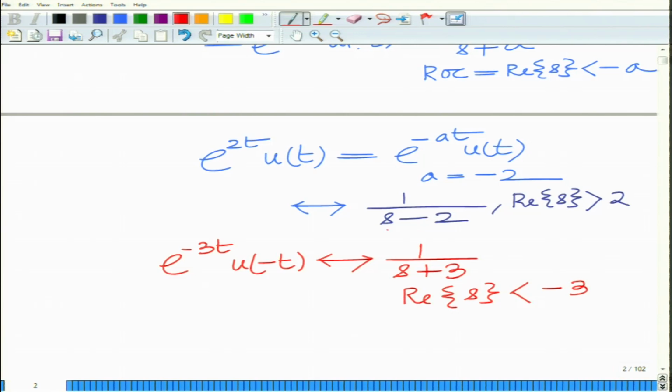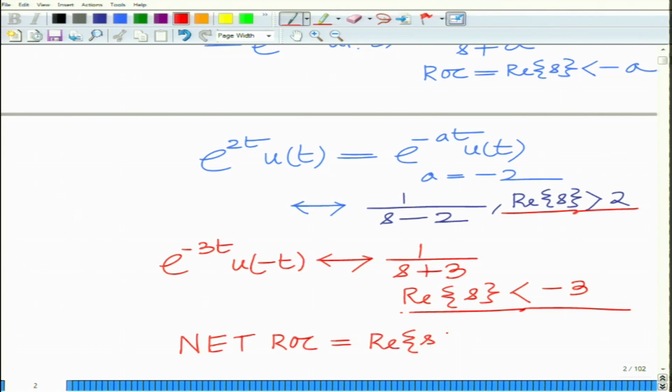Now, you see the net ROC of the signal will be the intersection of these two ROCs. Therefore, the net ROC equals real part of s greater than 2 intersection with real part of s less than minus 3, and you can see that the intersection of these two is basically phi. There is an empty set.